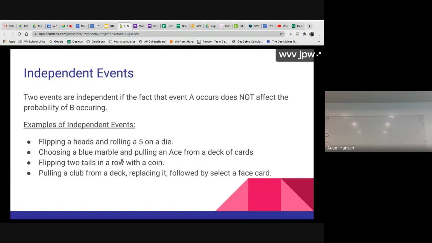That last bullet point. Why is this independent? Pulling a club from a deck of cards, replacing it or putting it back, followed by selecting a face card. Why are those two independent events? So it's the same deck I pulled from the first time. By putting the card back, I'm drawing from the same deck, so it's not impacted by whatever I pulled out first, in this case, pulling the club.